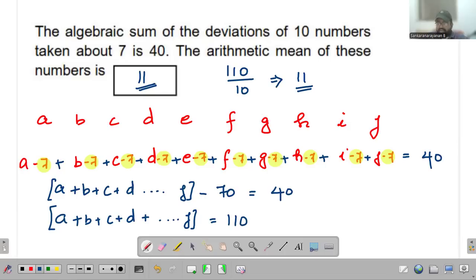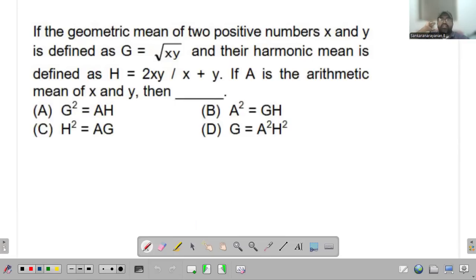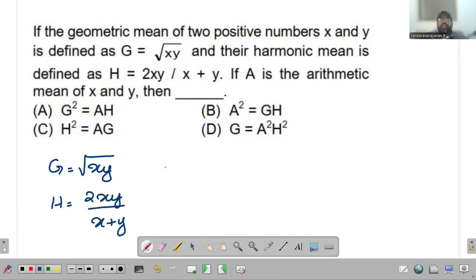Now we have 2 very easy questions to be answered. Look at this. The geometric mean of 2 positive numbers is G, harmonic mean is H, arithmetic mean is A. How are these 3 related? G is equal to root xy. It is given that H is equal to 2xy by x plus y, and A is equal to x plus y upon 2.